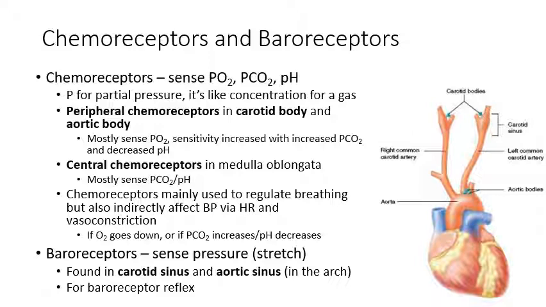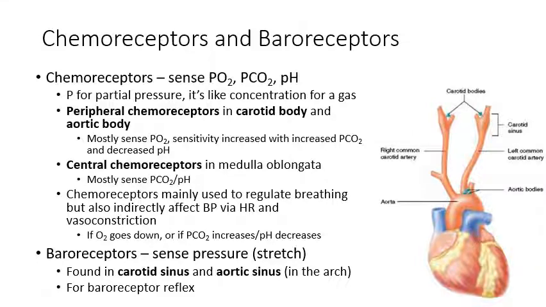The central chemoreceptors are actually located inside the brain in the medulla oblongata. And they are not really responding very much to PO2, although they can respond to it. Mostly they're responding to PCO2 and pH. So when you have increased carbon dioxide or a decreased pH, which those two things would be going hand in hand, then you're going to get a response from the central chemoreceptors.